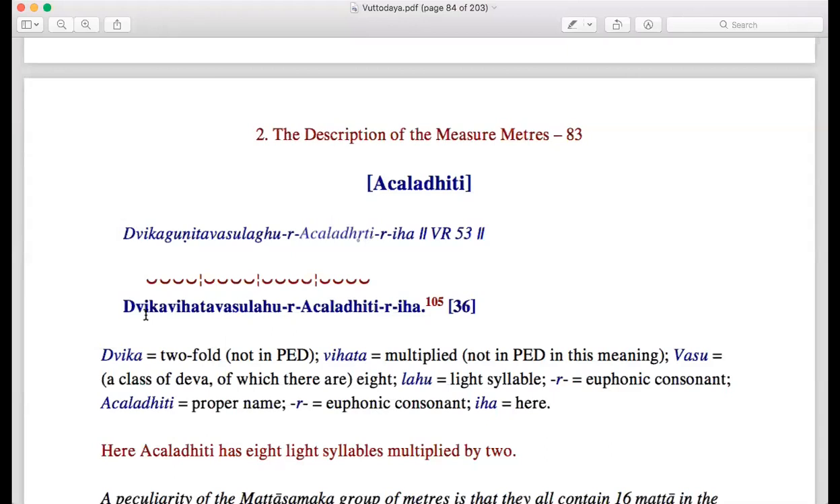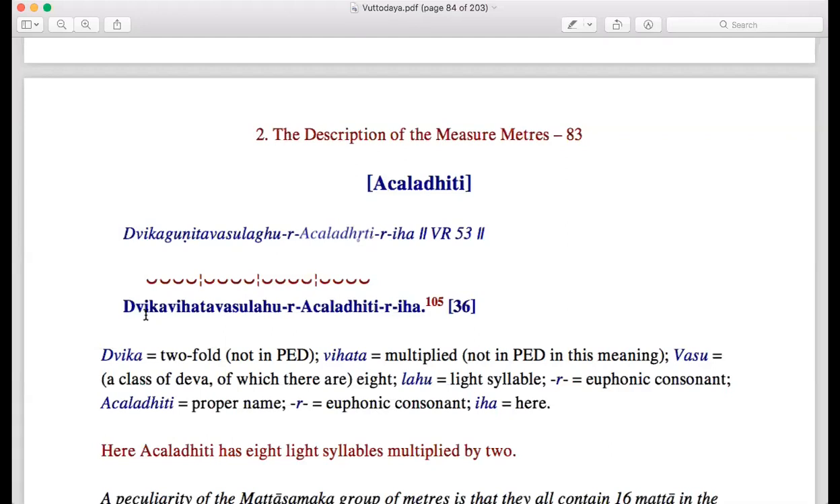Vihata means something which is multiplied. Actually, I haven't seen the verb form of vihata. It should be something like viharati, but I haven't ever seen that word in the meaning of multiplication. However, the word vihata has the meaning of multiplied. So dvika vihata means multiplied by two. Vasu means 8.